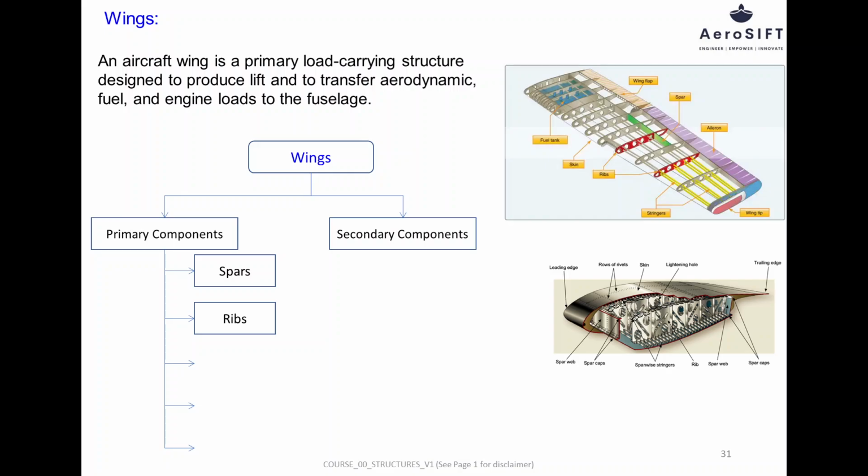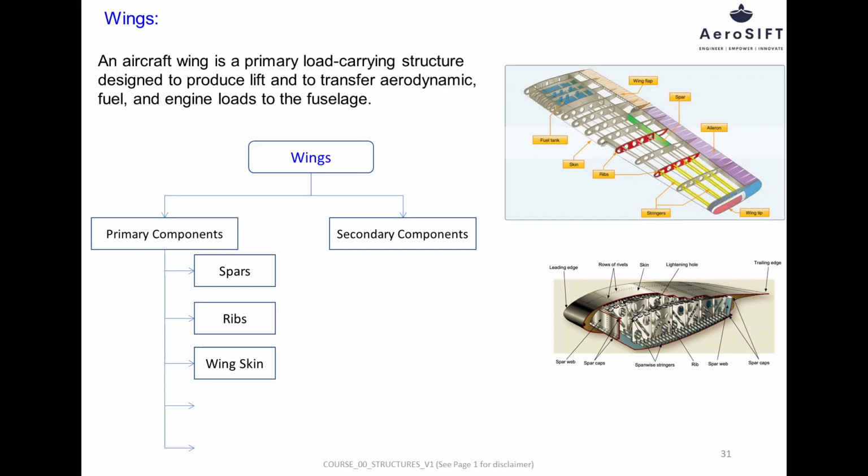Ribs are chordwise structural members that give the wing its aerodynamic shape and maintain the airfoil contour. They transfer aerodynamic loads from the wing skin to the spars and help distribute loads evenly across the wing structure. Ribs also support control surfaces, fuel tanks, and access panels while preventing buckling of the wing skin.